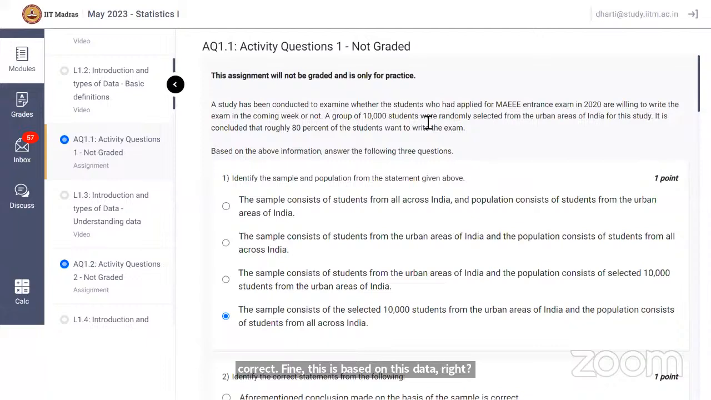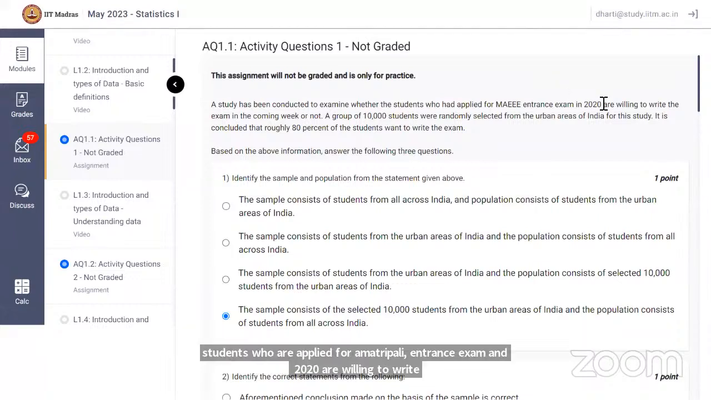A study has been conducted to examine whether the students who applied for the MA entrance exam in 2020 are willing to write the exam in the coming week or not.